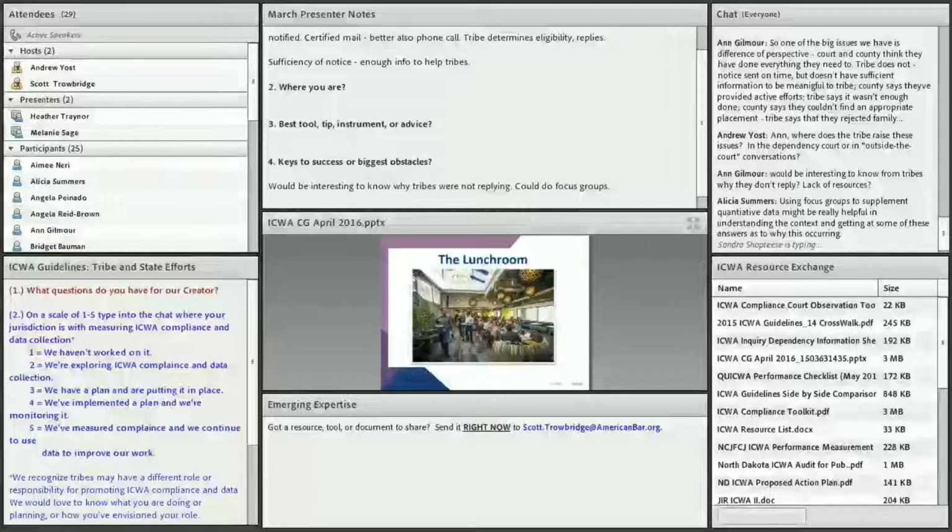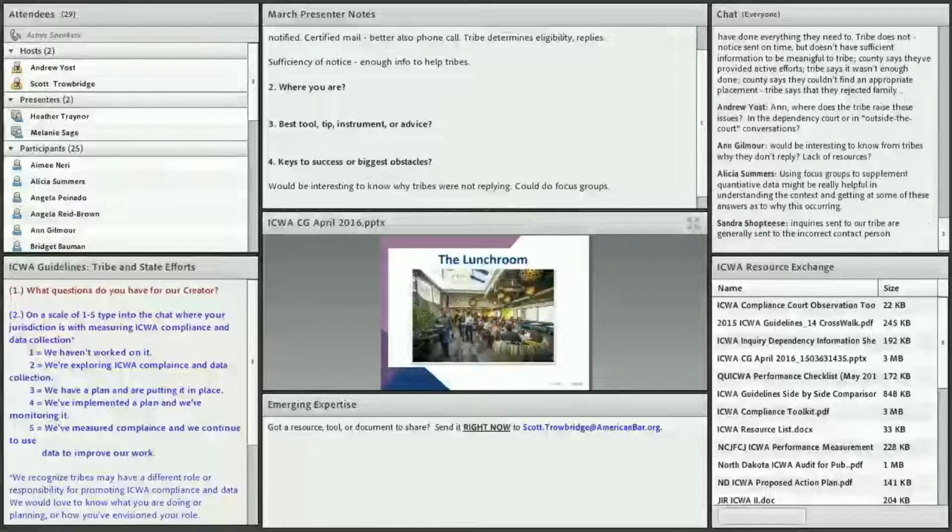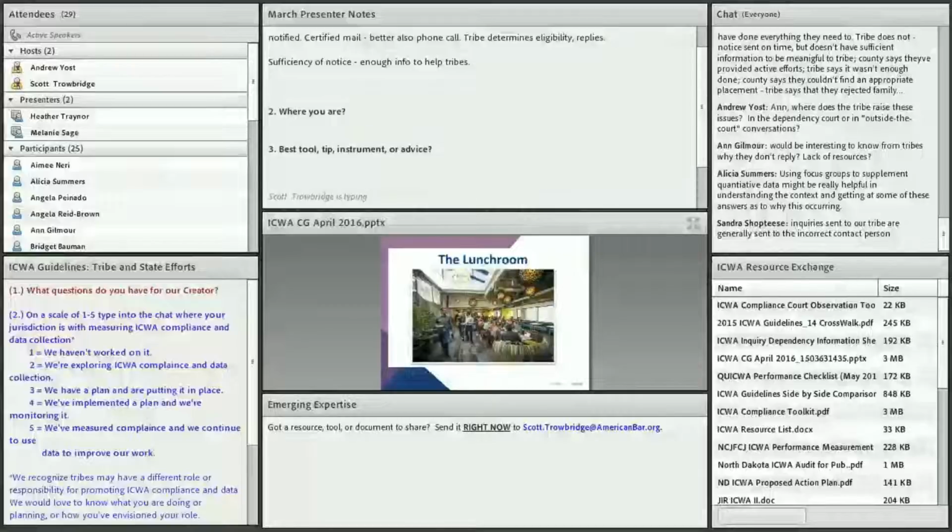Good. Thanks, Melanie. It looks like we have a couple other questions. Sandra asked, I'm just calling up the chat a little bit, has anyone developed a tool for the families or child? Do you mean to do an audit of the social services record?